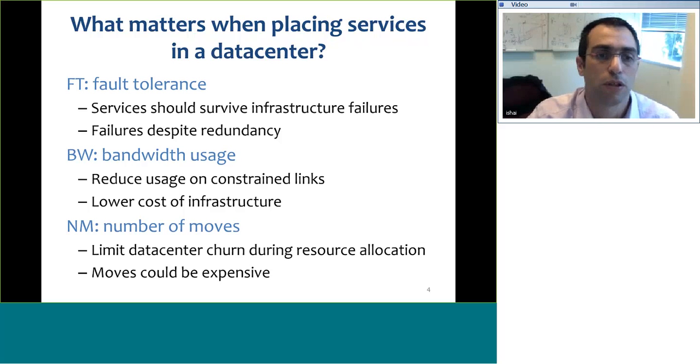The first is fault tolerance. Services should survive infrastructure failures, such as the switch going down. For example, if Srinivas has a service that requires 100 machines, and we allocate all the machines in the same container, and the switch on top of this container goes down, then all these machines are lost. So we certainly want to avoid these kinds of situations.